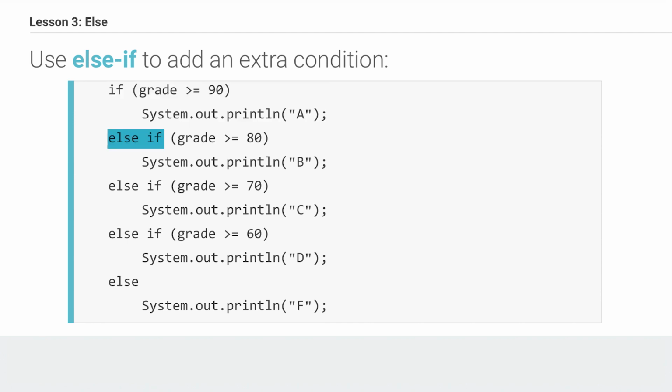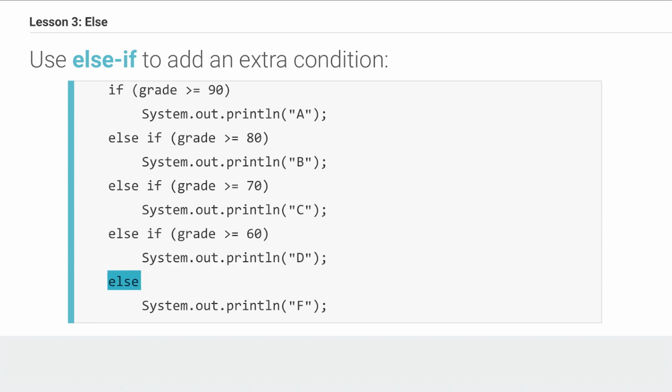And then we use an else and an if together. Notice there's a space right here. They're not connected. So else if grade is greater than or equal to 80, the student gets a B. Else if grade is greater than or equal to 70, it's a C. Else if grade is greater than or equal to 60, they have a D.